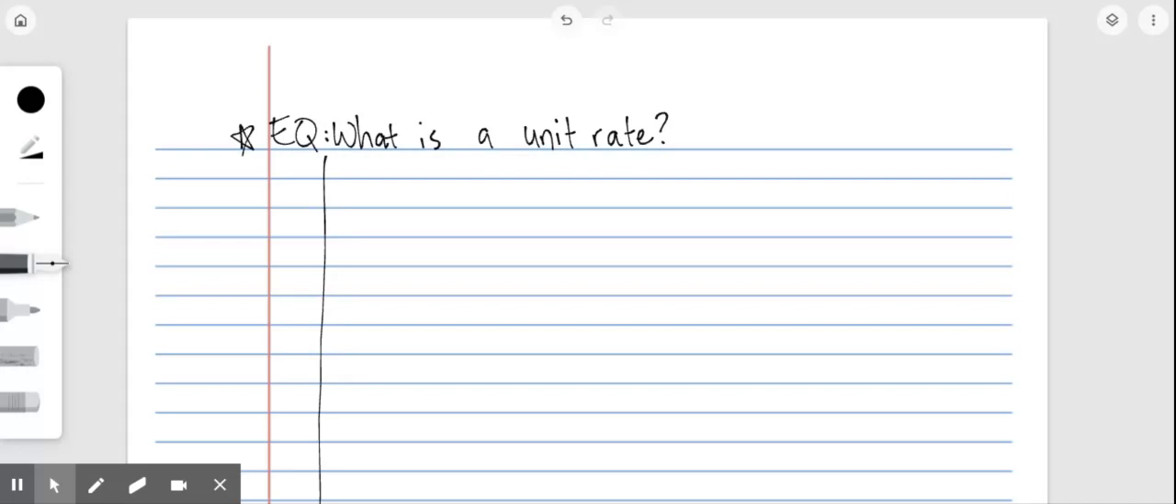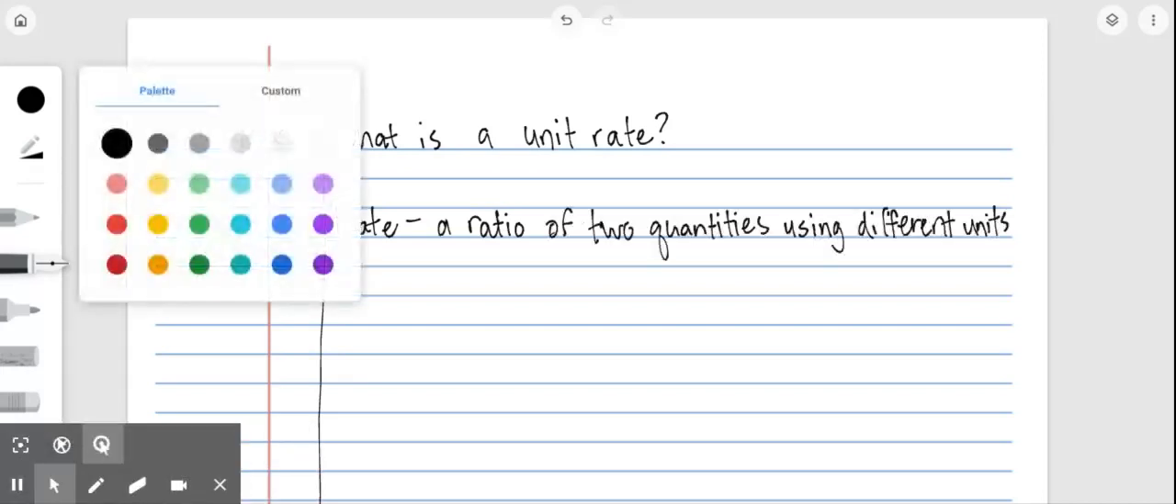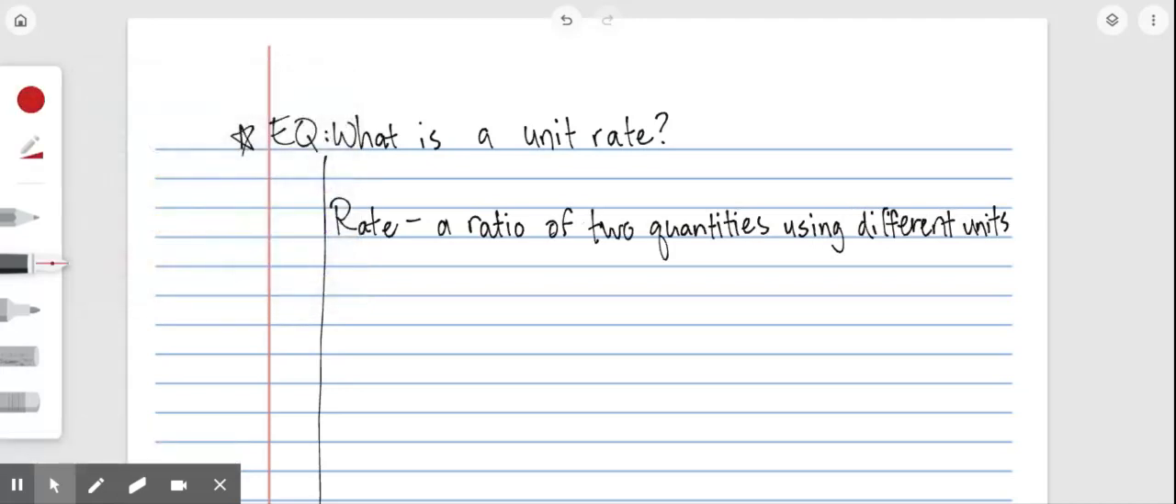The first thing I want to do is talk about what is a rate. We've talked about ratios, and a ratio is a comparison of two numbers, right? So a rate is a ratio with two different quantities, using different units. I'll give an example in a second. Make sure you have that definition down. A rate is a ratio of two quantities using different units.